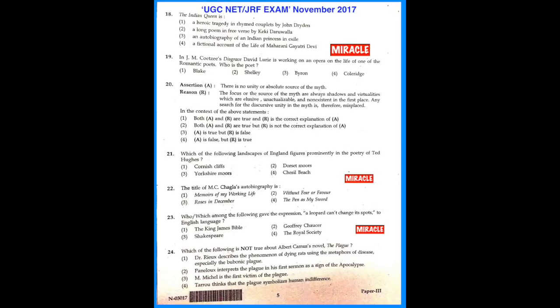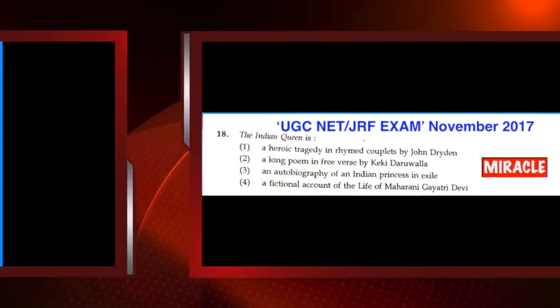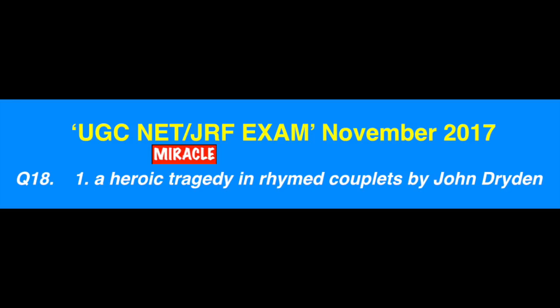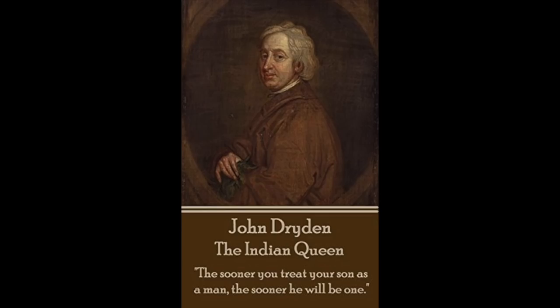Question number 18. The Indian Queen is a heroic tragedy in rhymed couplets by John Dryden, and this is the correct answer. Now, this was written by Sir Robert Howard, the brother-in-law of John Dryden. So Howard and Dryden wrote it together, and it was first performed in 1664. And there was some incidental music added by John Bannister, and later it was created into a new semi-opera by the same name by the composer Henry Purcell. So the correct answer is 1, a heroic tragedy in rhymed couplets by John Dryden.